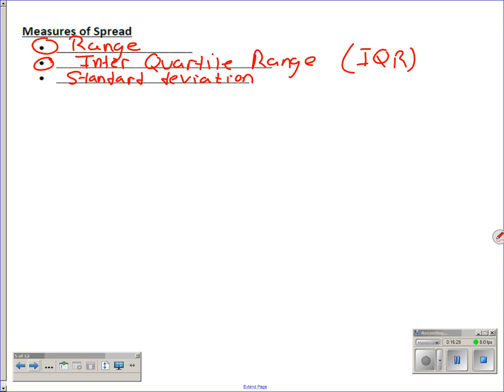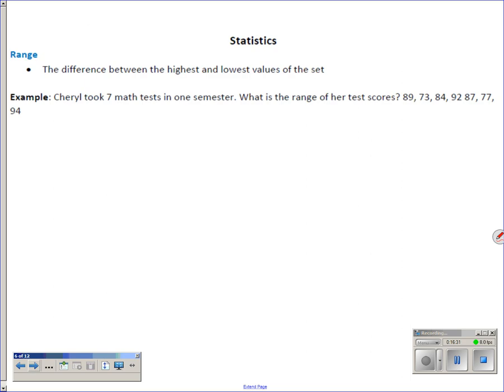All right. The first one, range. Everybody should know range. Everybody's done range. The range is literally how our data goes from smallest to largest, right? So it's the difference between the highest and the lowest value. And that can tell us some good stuff. It can tell us how people perform, or if there's a huge gap in our data or a small gap in our data.